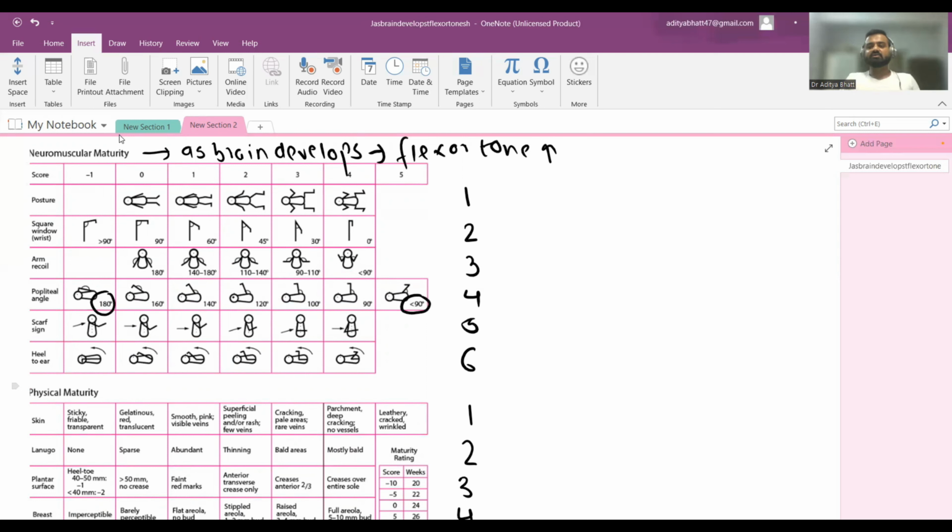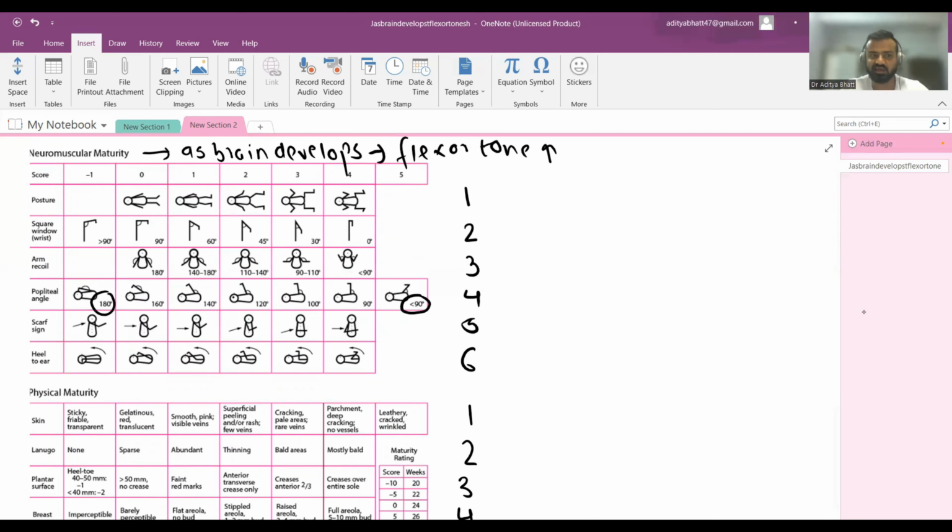The scarf sign: you keep the child horizontal, take the hand and try to pull it as far as it can go without the child getting off the horizontal surface. If the elbow crosses the midline, the child is more likely to be premature; if the elbow does not cross the midline, the child is more mature. And the last is heel to ear. It is something like the popliteal angle of the hip. It is hyperextension of the hip joint, like the yoga people do, pulling the legs over their face so that their heel touches their ear. That is possible in a premature child, but as the child gets more mature, this hyperextensibility decreases.